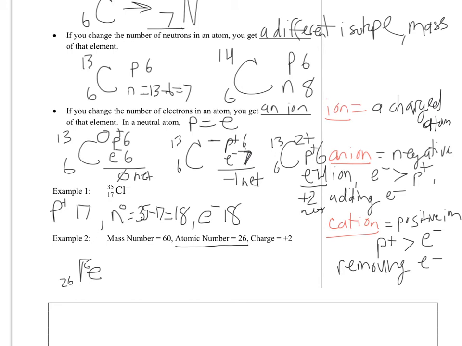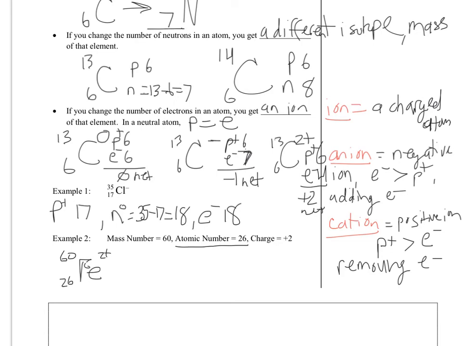26. That's what I want. So that's my atomic number for iron. The mass of this isotope of iron is 60, and so I can write that up here. That's my mass, okay? And then it has a charge of 2+. So that's what my isotopic notation looks like. That's a funny F. I kind of like it.